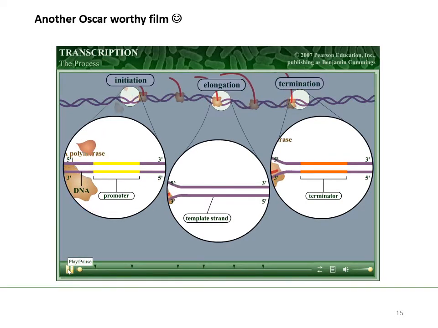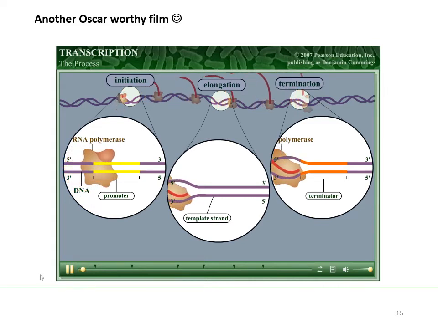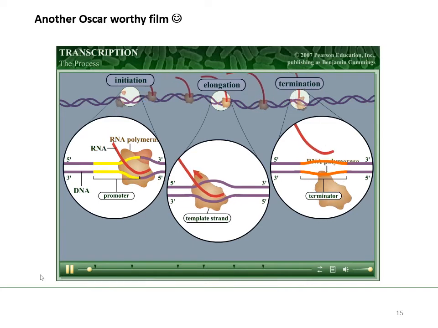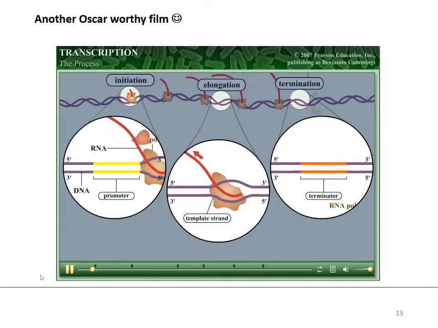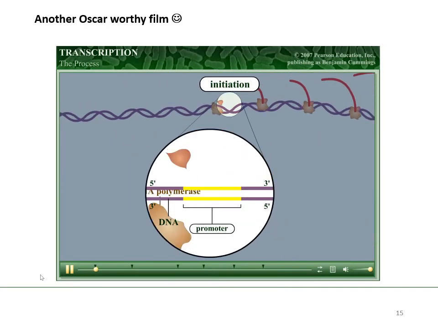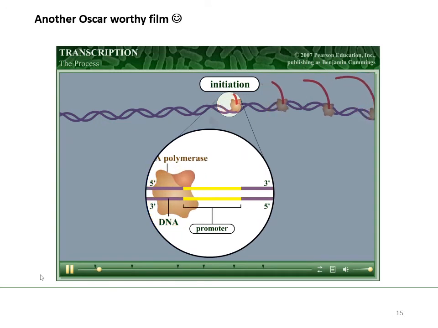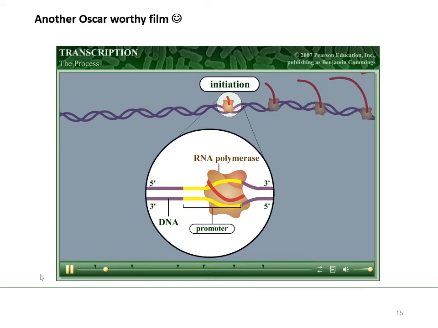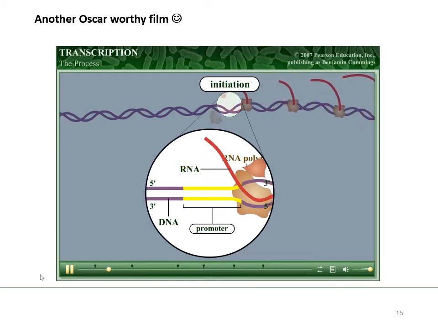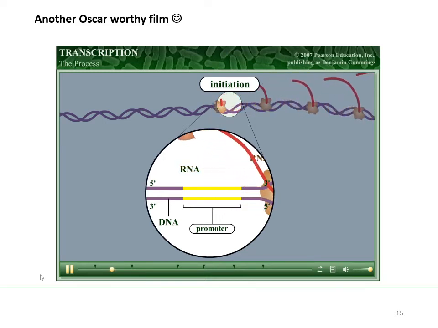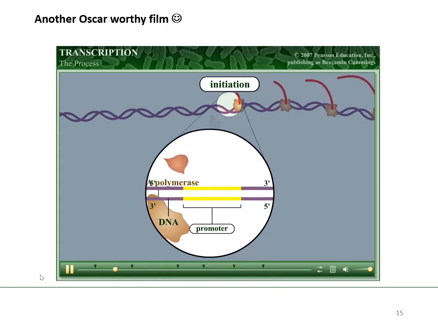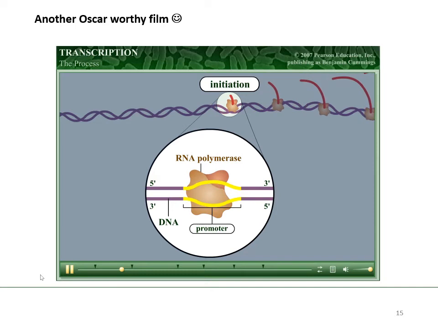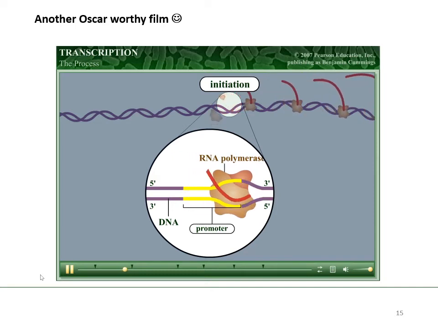There are three stages in the process of transcription: initiation, elongation, and termination. Let's see how each stage works. During initiation, RNA polymerase binds to the DNA and recognizes a site called a promoter at the 3' end of the template strand of the target gene. When RNA polymerase finds a promoter, it breaks the hydrogen bonds holding the DNA strands together at the site of the promoter, and transcription begins.